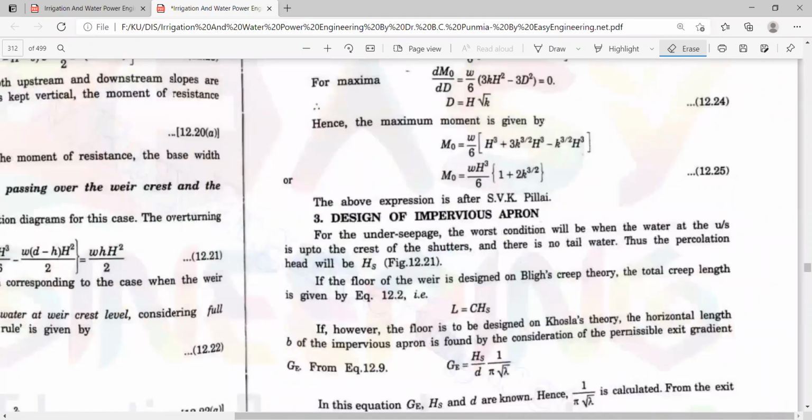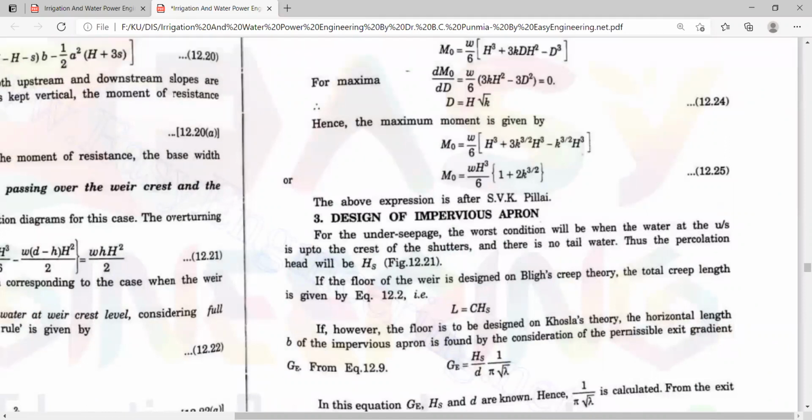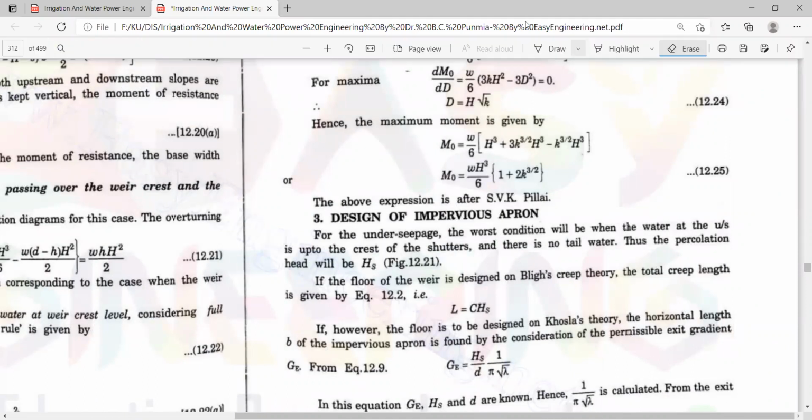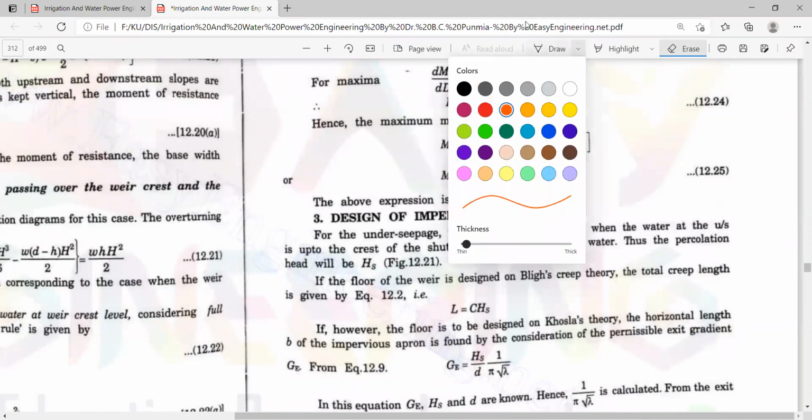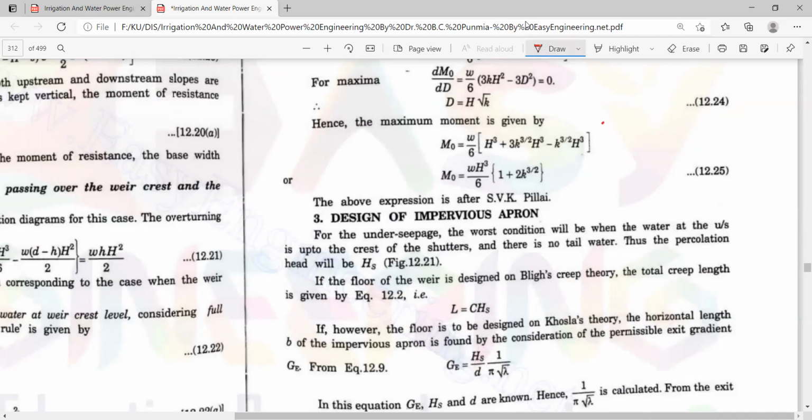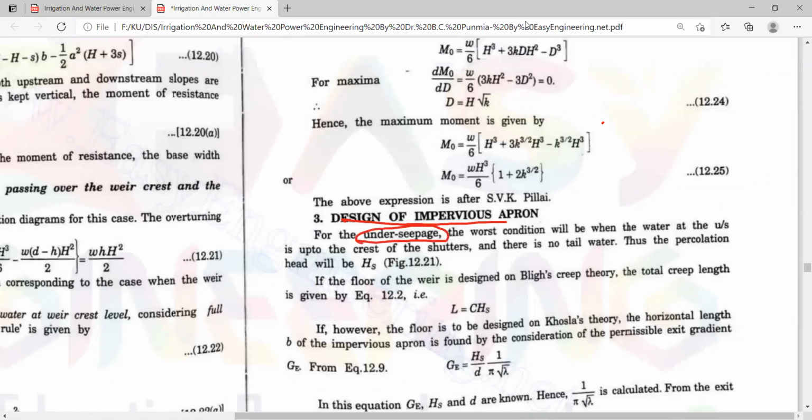Impervious off-runs are designed to resist the seepage forces and the seepage pressure. So here the major thing we need to consider is under seepage. Seepage depends upon the head available at the upstream side, that is, the depth of water available on the upstream side of the weir. It depends upon the seepage pressure.